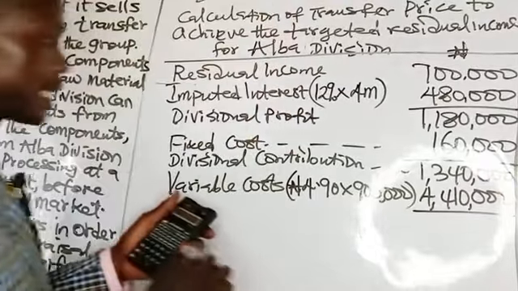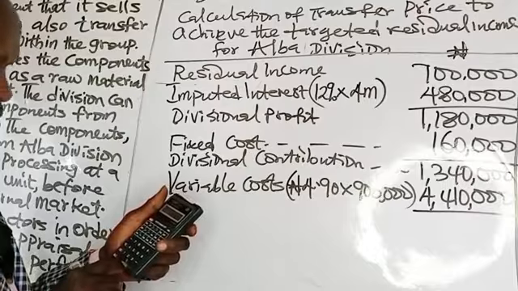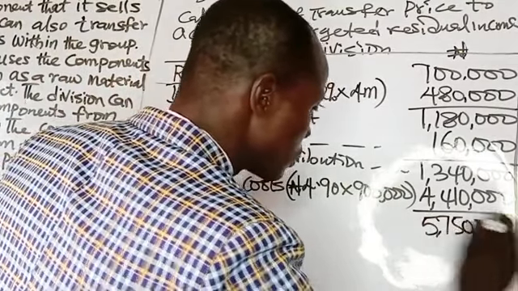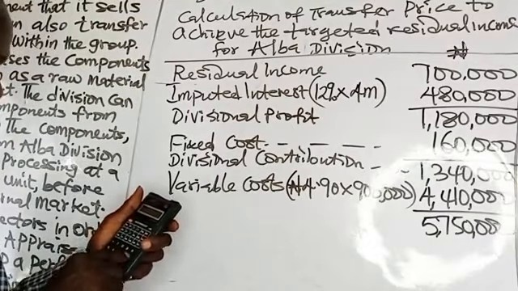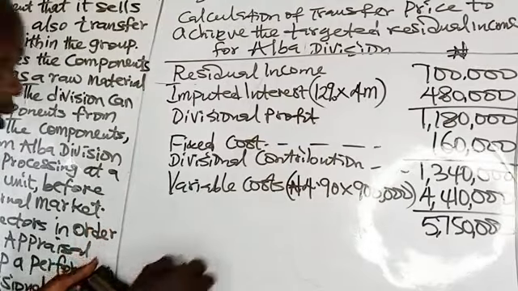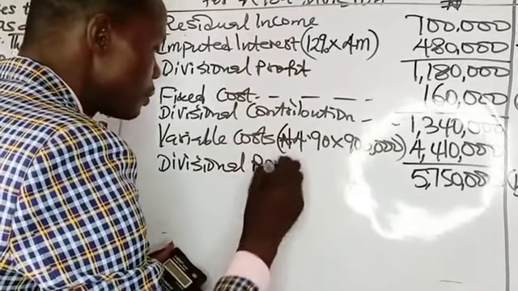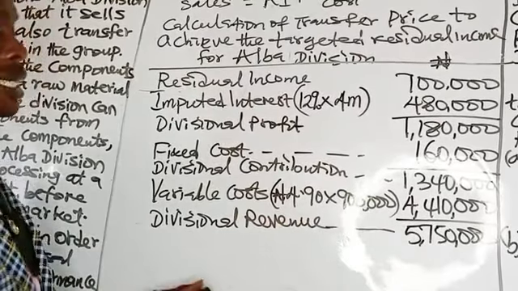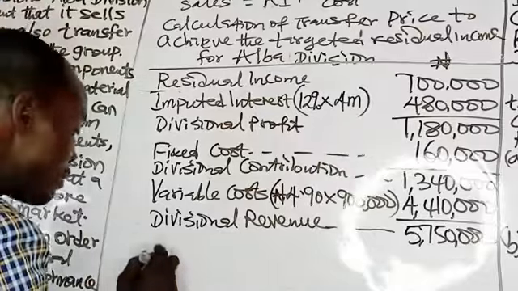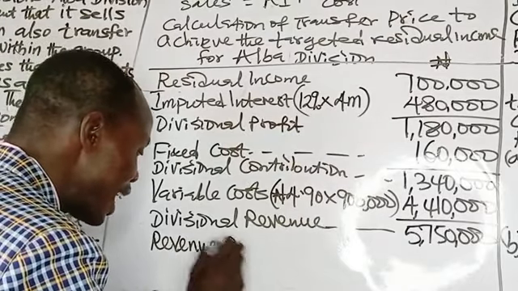If you add the 4,410,000 to 1,340,000, then we have 5,750,000. So this is divisional revenue. This revenue comprises the revenue from external sales and revenue from interdivisional transfer. By the time you subtract the revenue from external sales, that is external.